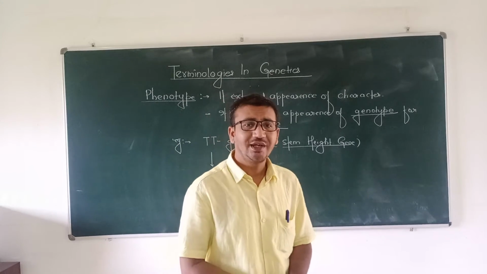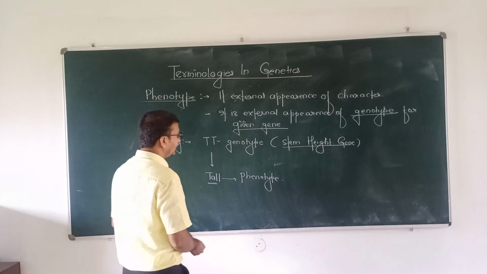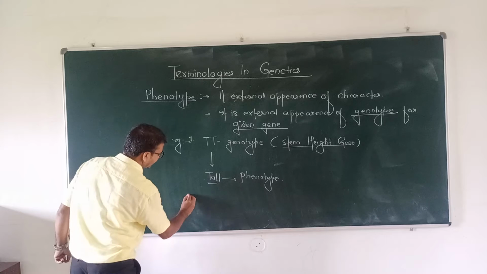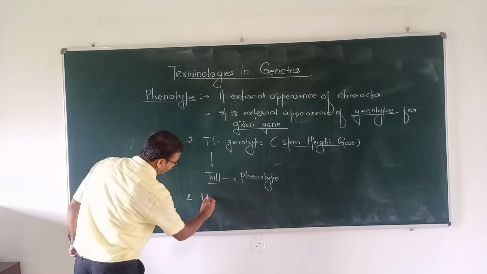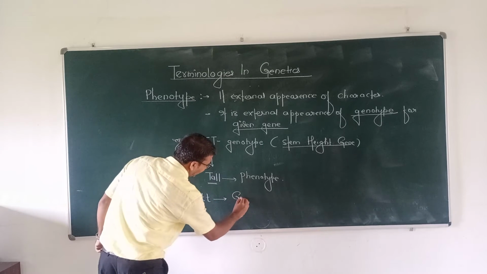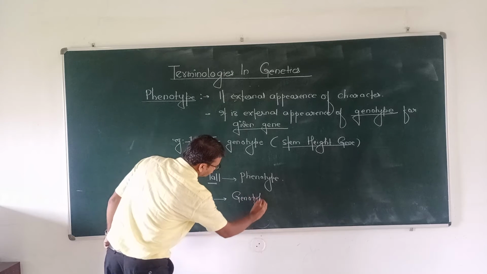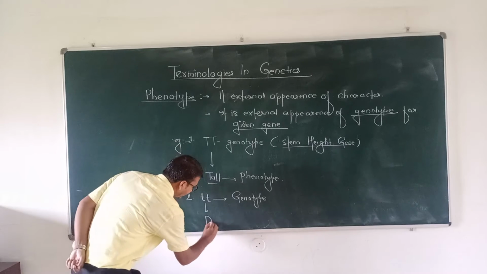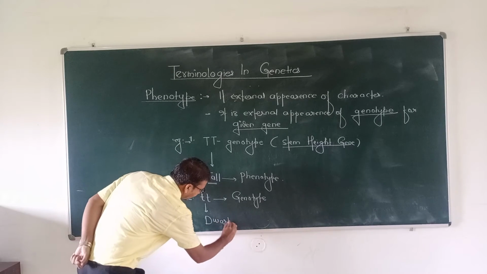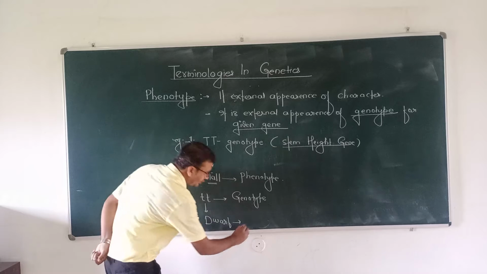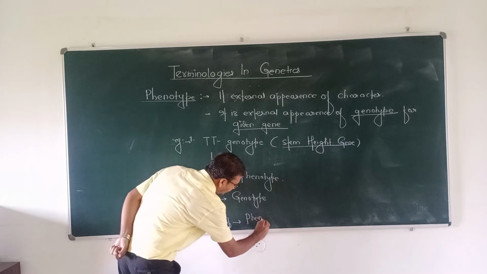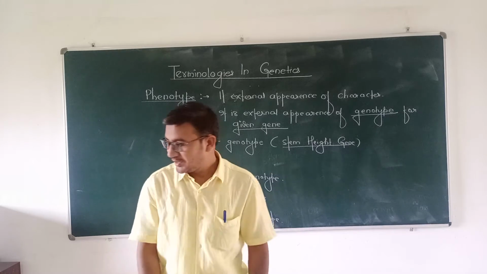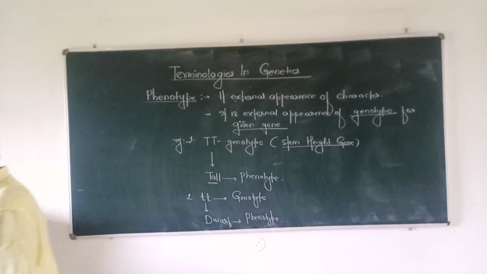Similarly, small t is also a genotype, and it externally appears as a dwarf, and hence dwarfness is called the phenotype of that genotype. Now let us take other different terms.